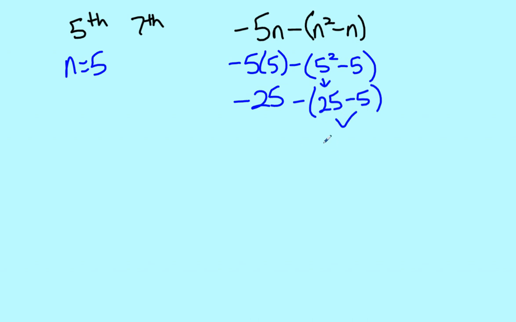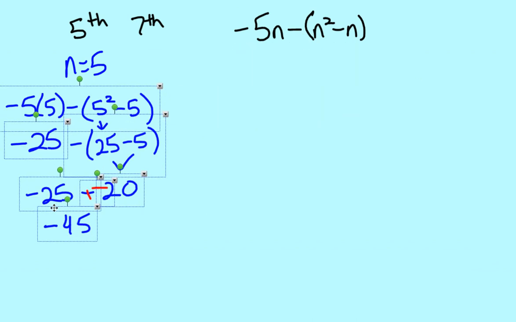25 minus 5 is 20. So we have -25 minus 20, and we don't freak out here. We change this into a nice addition problem for ourselves. We say -25 plus -20 more. That is a grand total of -45. So what is the value of the 5th term? -45. Okay. Let's take all this good work and put it over here.